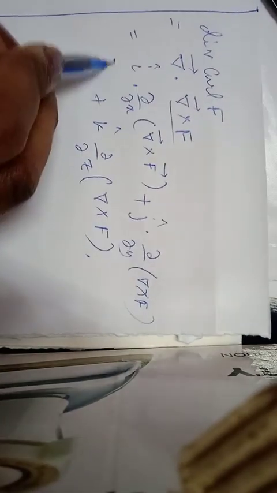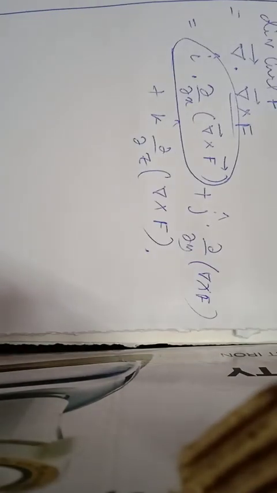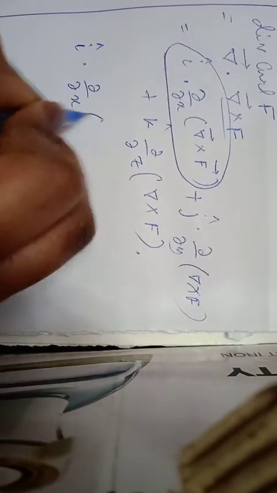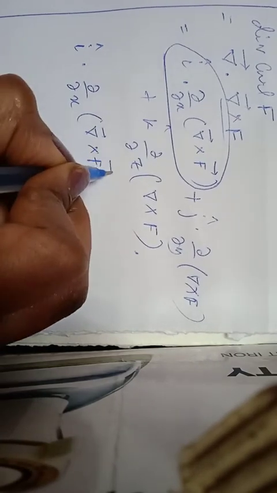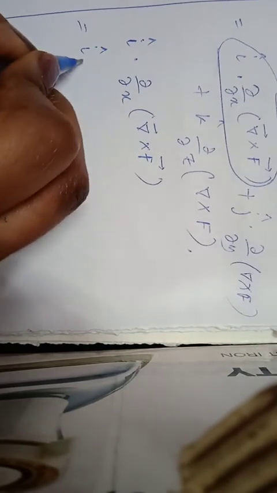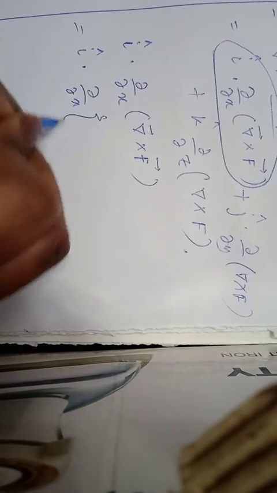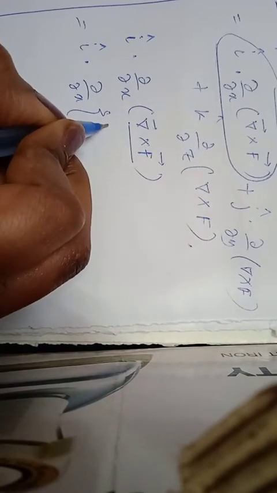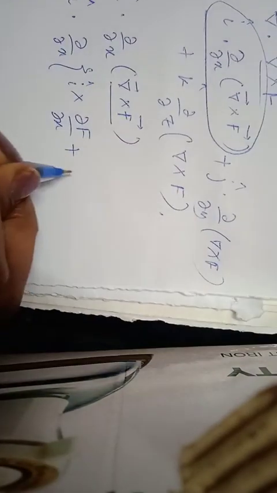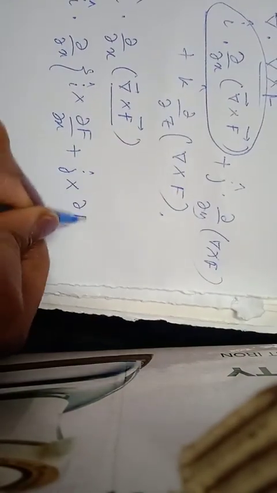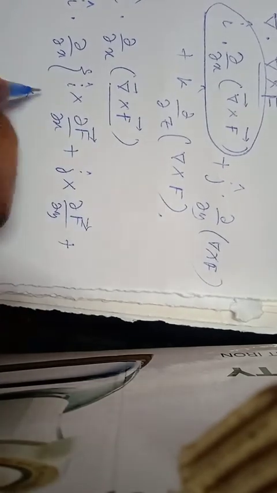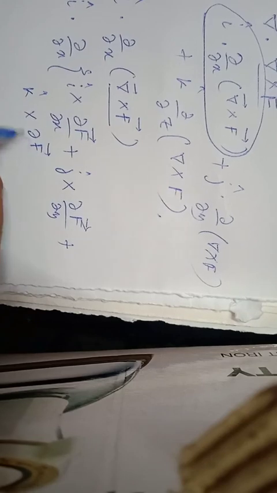Now we are starting with the first term only. Let's try to expand it. So i cap dot del/del x of this thing, that will give you i cap dot del/del x of, what does this mean? This means i cap cross del f/del x plus j cap cross del f/del y plus k cap cross del f/del z.